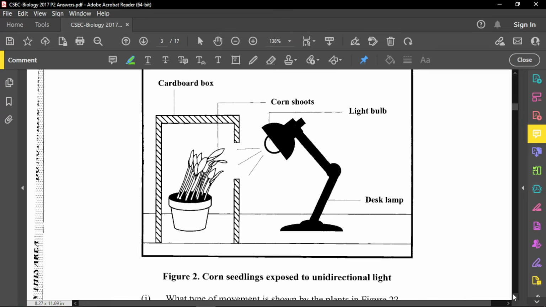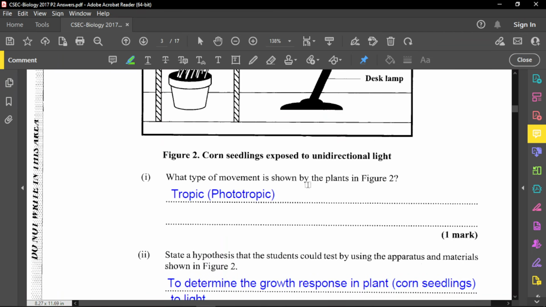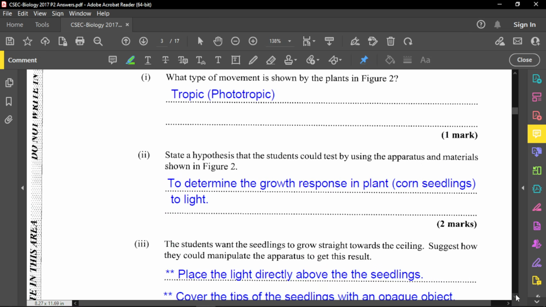All right, and so part 1 of this question said, what type of movement is shown by the plants in figure 2? And so it's a tropic response, all right? And to be specific, it is a phototropic response, or phototropic movement, because it is responding to light. Now it says, state a hypothesis that the student could test by using the apparatus and materials shown in figure 2.